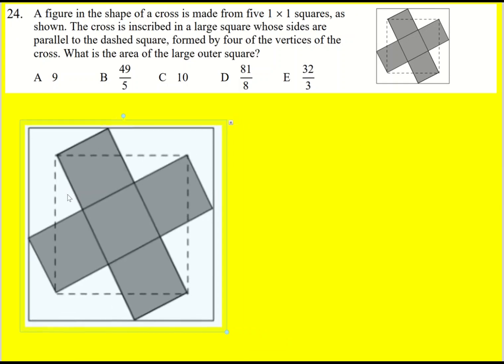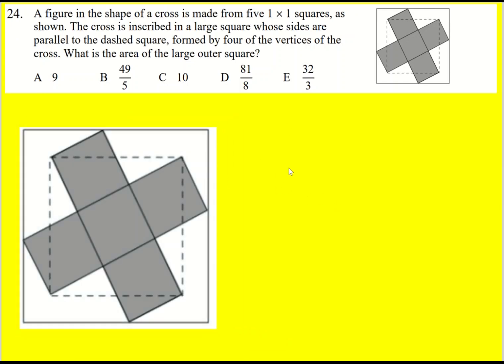Right, we've got this inscribed cross, and we're told that the sides of the dashed square are parallel to the other square. We're asked for the area of the larger outer square. Okay, let's take a look at this.